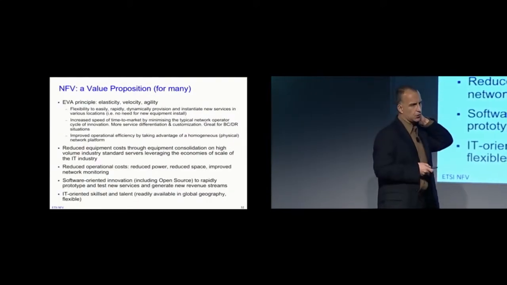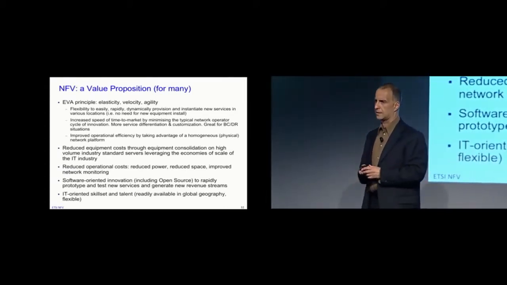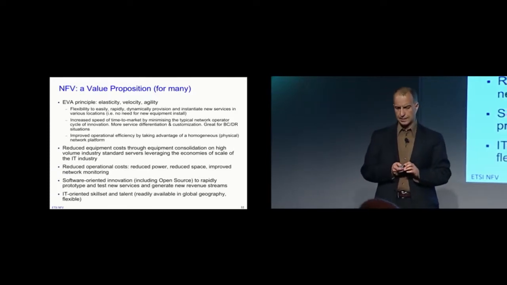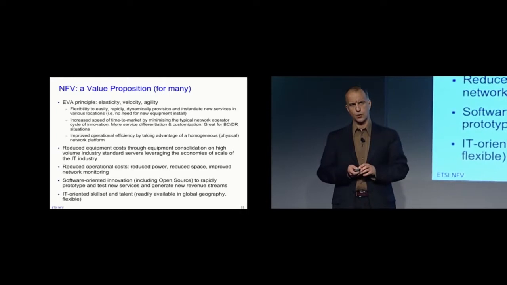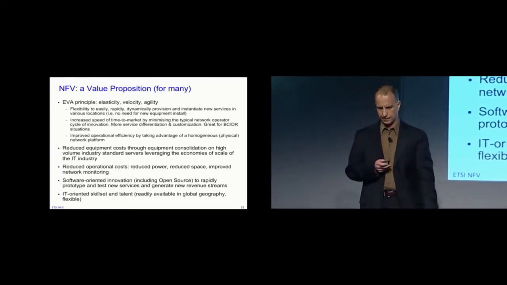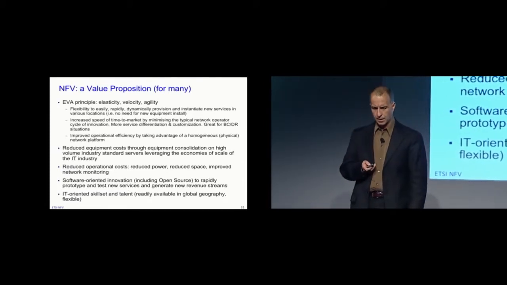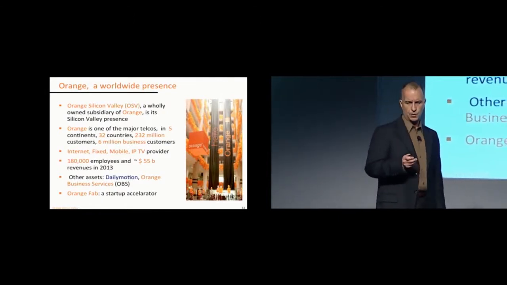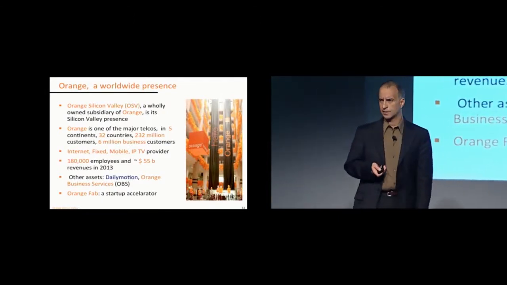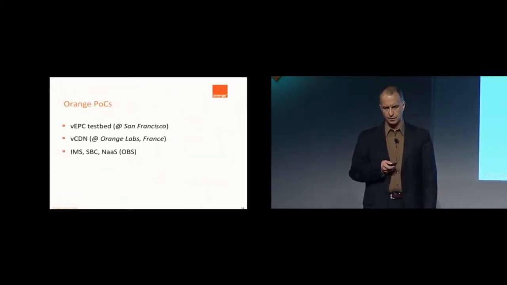It's a value proposition for many, I think, not just for the telcos. You can have application data centers, you can have applications in the enterprise. One of the key things, of course, is what I call the EVA principle: elasticity, velocity, and agility. Open source, again, is going to be very key. And I'll go over a few things we do with Orange. Orange is a global telco with operations around the world. I'm out of the office here in San Francisco. We're very big; I don't need to go into that.